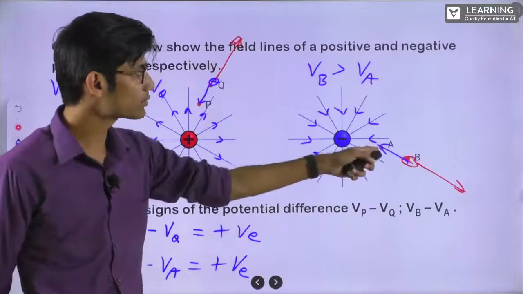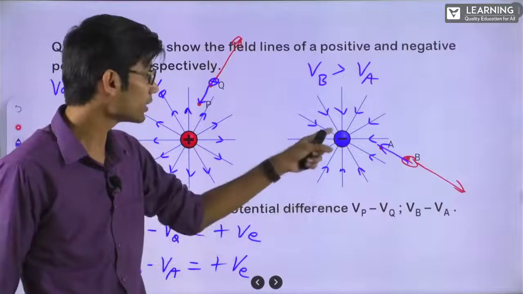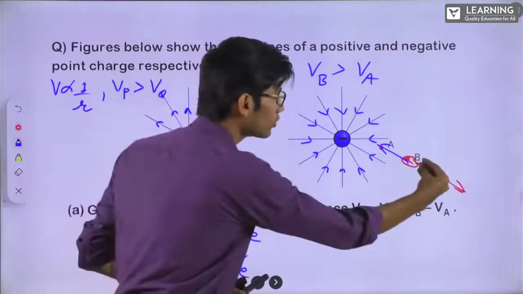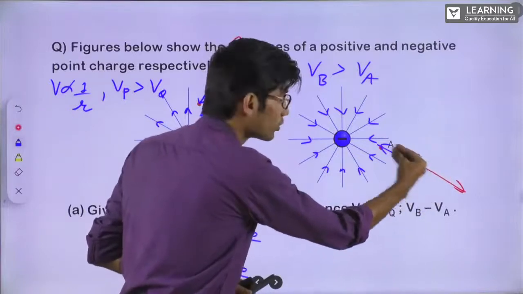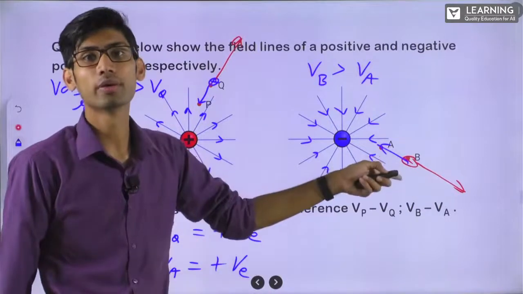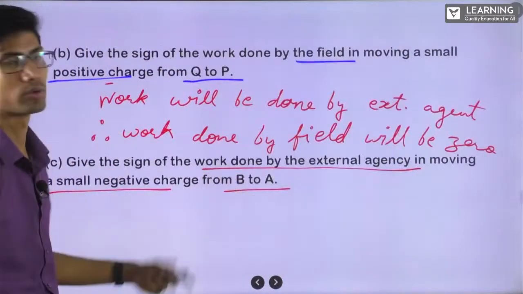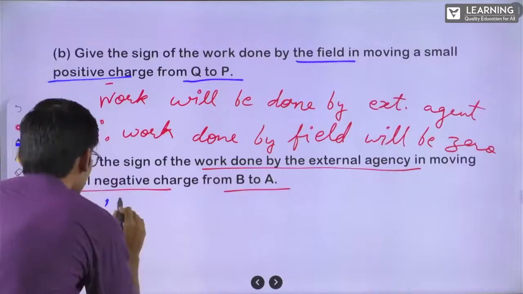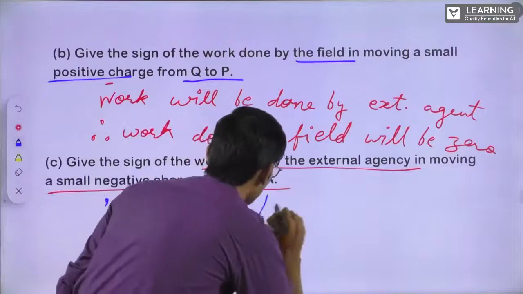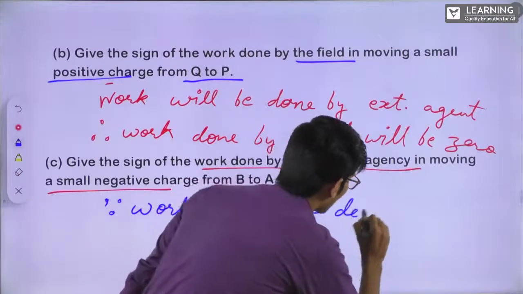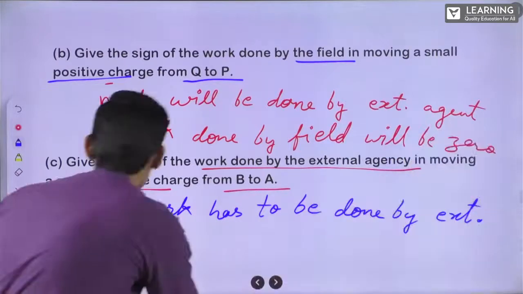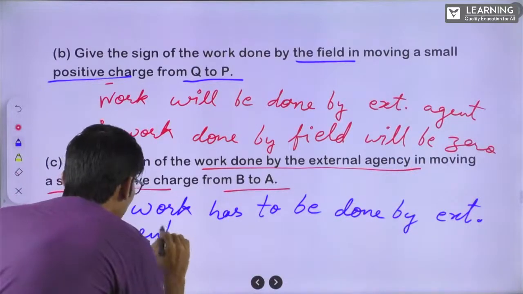Now B to A, this work will be done by external agent, because naturally this negative charge will push this away. So there should be an external agent who has to do work against the field to make it go till A, right? That means work is done by external agent from B to A, and they are asking work done by external agent only. So it will be positive. Since work is done by external agent only, in moving the charge from B to A.